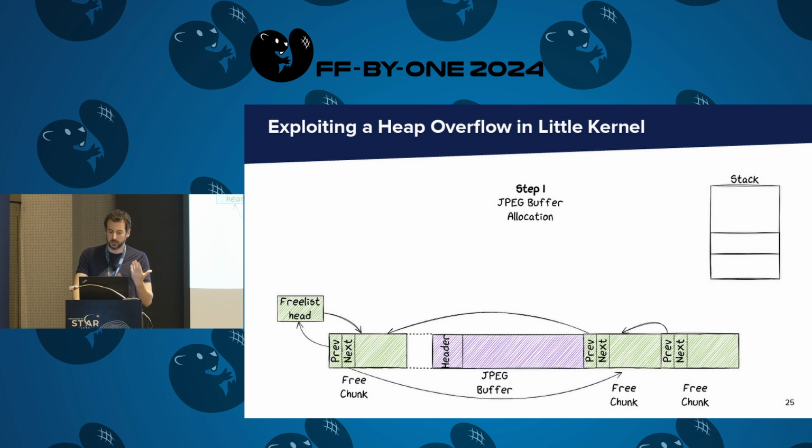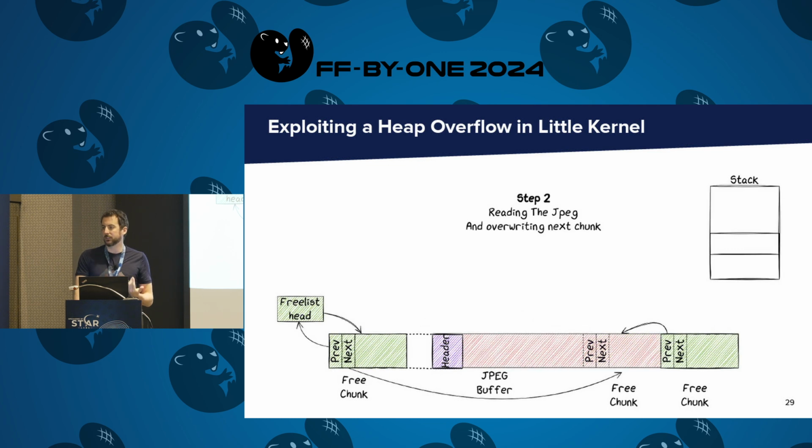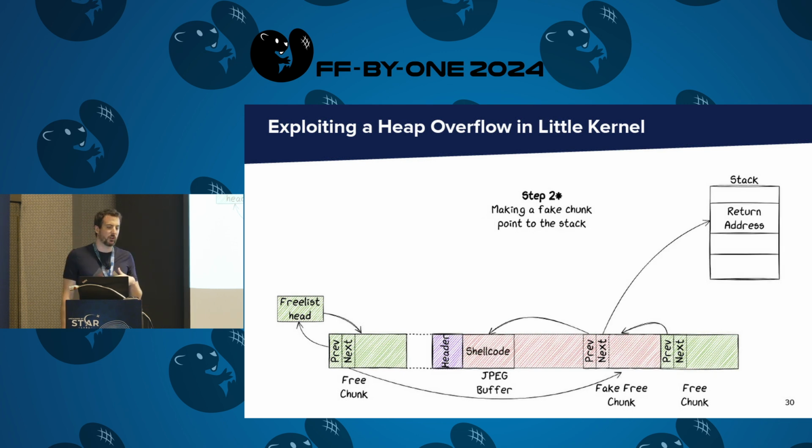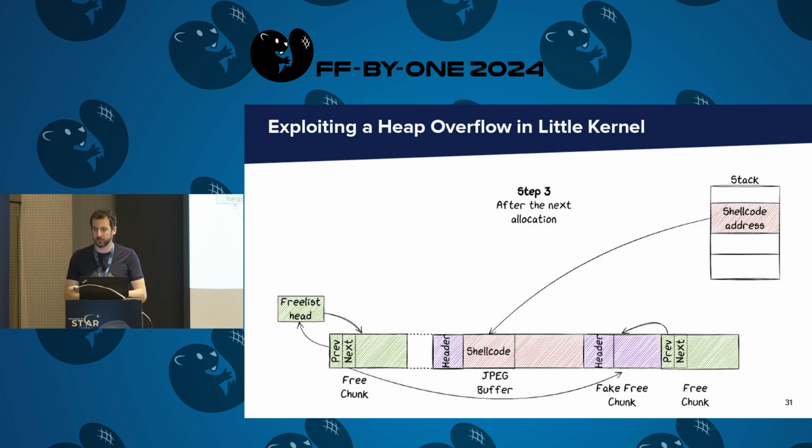So the next step is that the system will read the JPEG and will fill the buffer. And at some point, it will overflow, and we will overwrite the next free chunk. And we will replace it with a fake chunk, let's call it like this, where the next pointer points to the return address in the stack, and the prev pointer points to the shellcode. Such that when the next allocation happens, the system will dereference next, and it will replace the return address with the address of the shellcode, and then you know what comes next, I guess. When the function returns, we execute our shellcode.